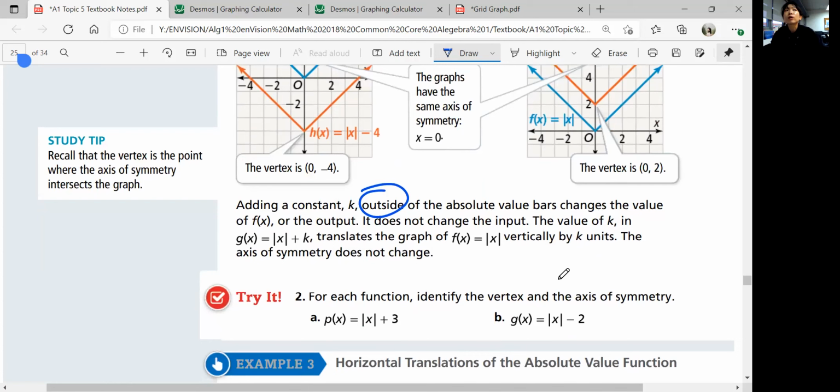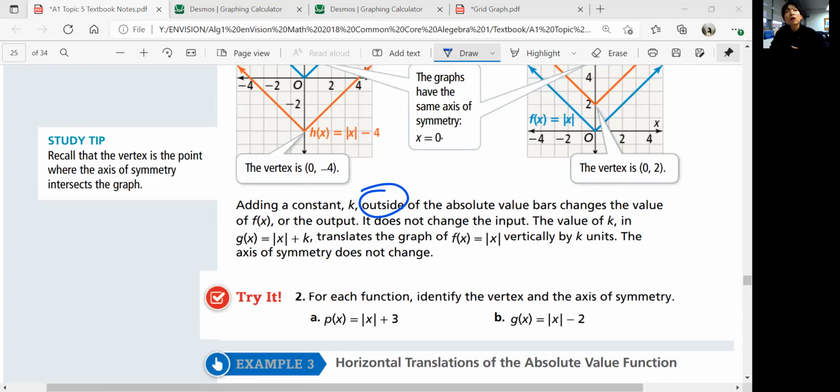So try number 2. For each function, identify the vertex. The vertex is the point where the slope changes. And the axis of symmetry. So where is the vertex in this absolute value function? Without using decimals, try to figure it out by plugging in your number. And part B, g of x is absolute value x minus 2. See if you can find the vertex and the axis of symmetry before you come check answers.